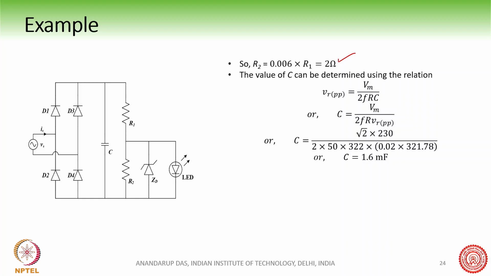Similarly, the value of C can be determined using the relation Vr peak to peak is Vm by 2fRC, and substituting the values we get a value of 1.6 millifarad. So this is a very simple example of how you can make a small LED bulb glow using this kind of diode bridge rectifier.